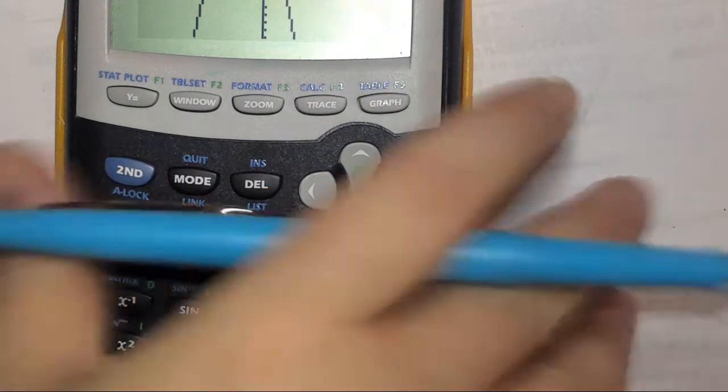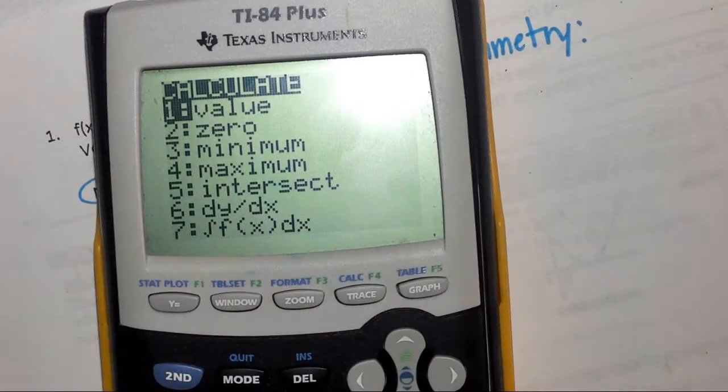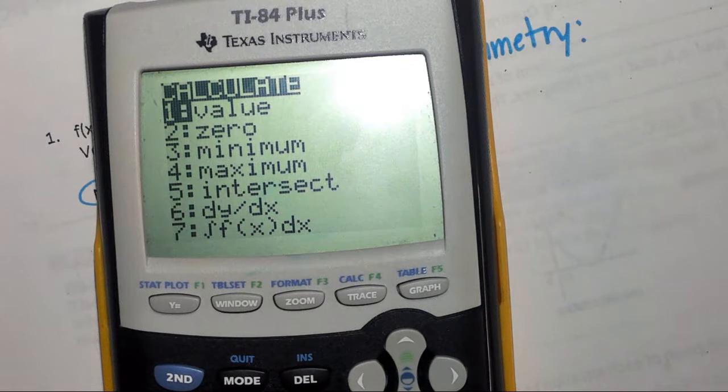Yes, you can have a point for that. We're going to press calc. If we press second calc, I said it too. He did say it too. If he said second calc, and you've already told me, is it a max or a min?